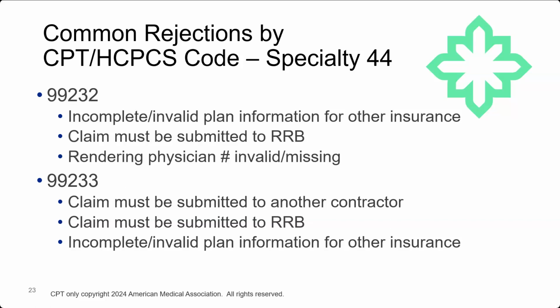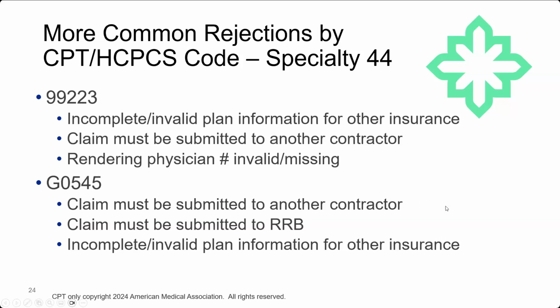99233 was the next most common rejected code for your specialty, and that's the subsequent hospital care with the medical decision making high. We have already gone over those reasons why that code would reject. 99223 is the initial hospital care, high level medical decision making. Here are the reasons. All of these are those that we've talked about already.